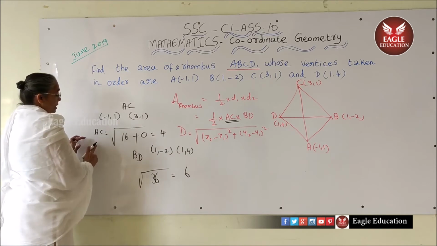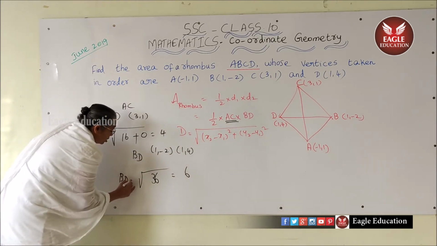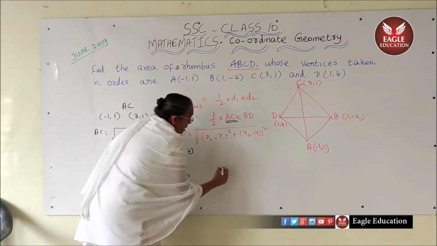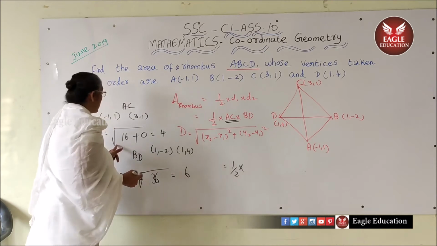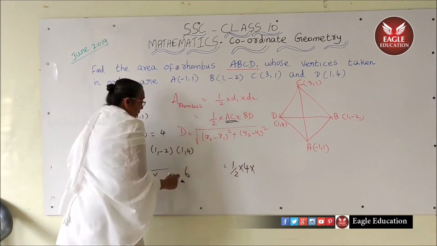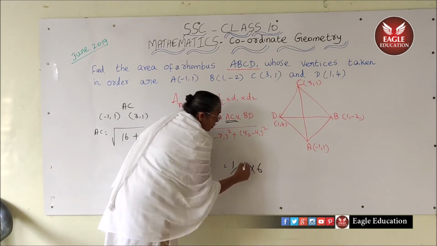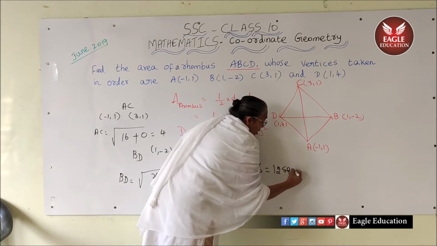So now we got the distance AC and BD. Area of rhombus is half into diagonal AC length, which is 4, into diagonal BD length, 6. So it's nothing but 12 square units. So this is a 4 marks question.